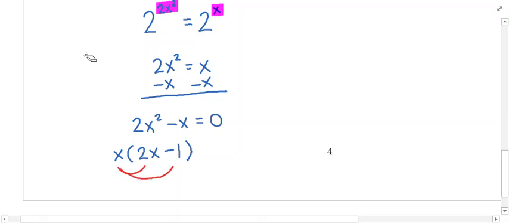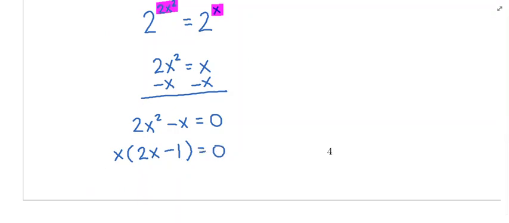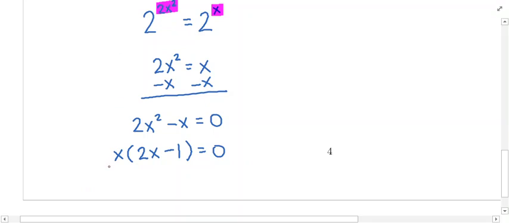All right, so that's what's equal to 0. We have factored. Now we need to take each factor, each of the things we're multiplying together, set it equal to 0, and solve. So we're going to get x equals 0 and 2x minus 1 is equal to 0.